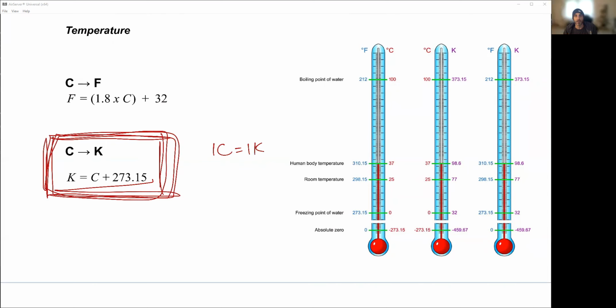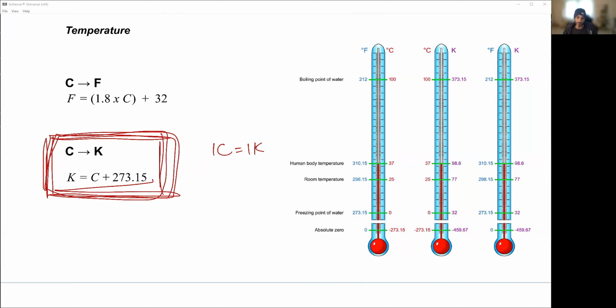A couple of things. Kelvin is always going to be higher than Celsius, and it will always be positive. Okay, so if you ever have a negative number for Kelvin, you're doing it wrong. Kelvin's always higher than Celsius. So if you do a conversion and your Kelvin is lower than Celsius, you've flipped it, you've done it wrong.